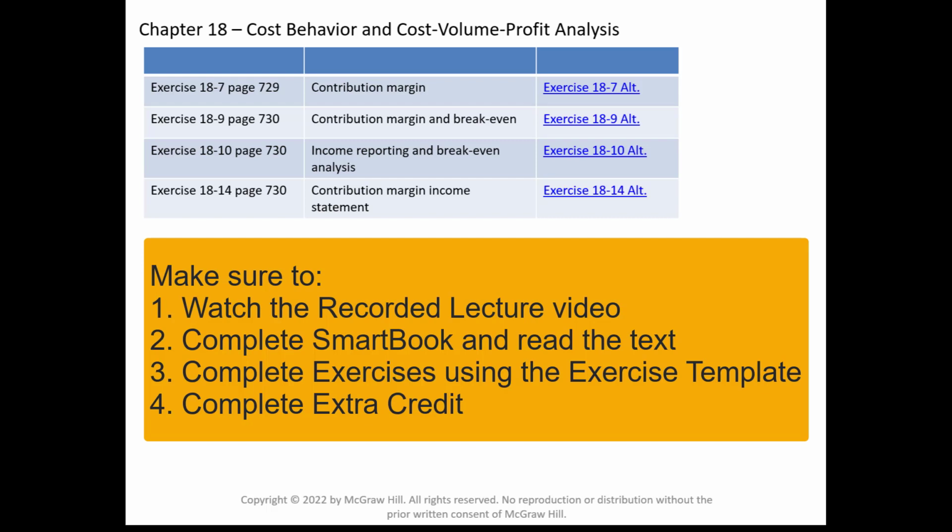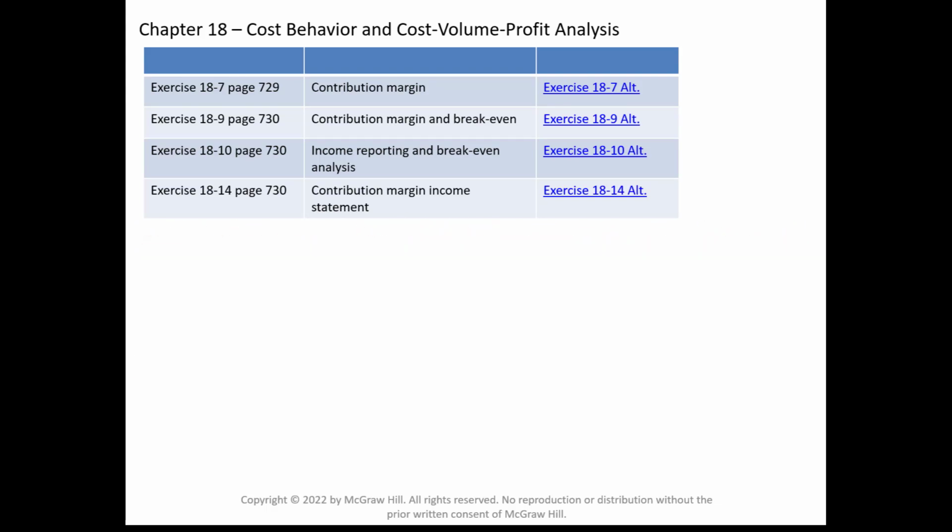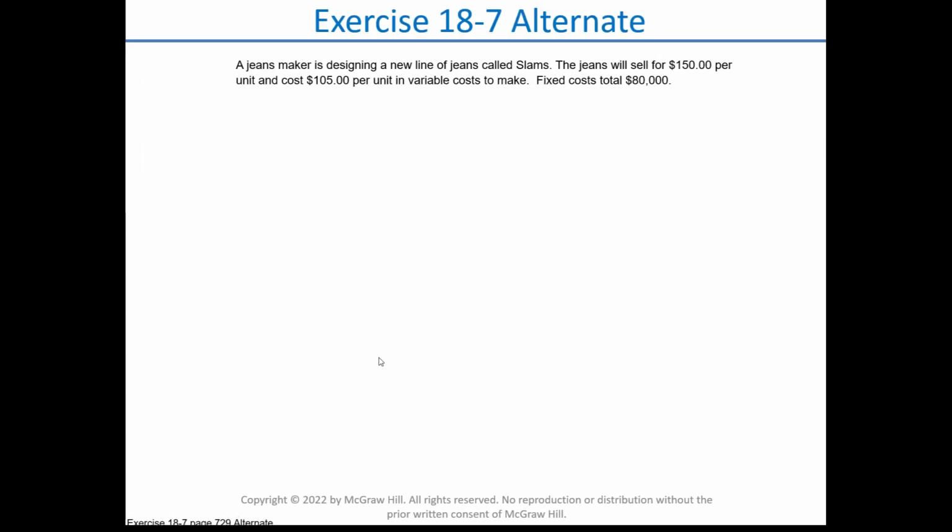So we're going to look at contribution margin, break-even analysis, and a contribution margin income statement. The first one here is a company that makes jeans. They sell for $150 and cost $105 per unit in variable cost. Fixed costs are $80,000 in total.